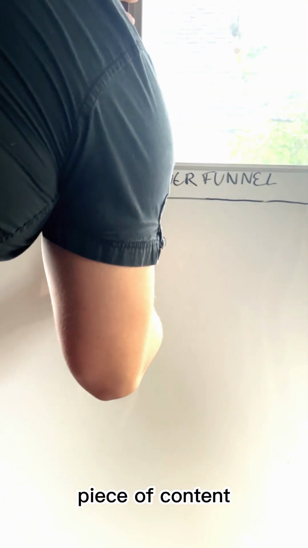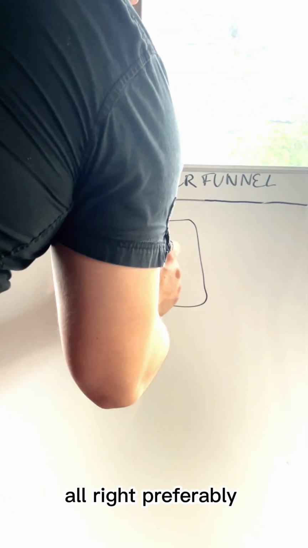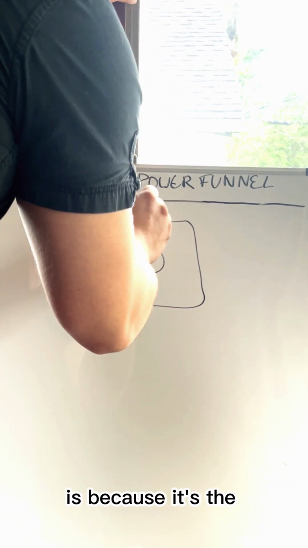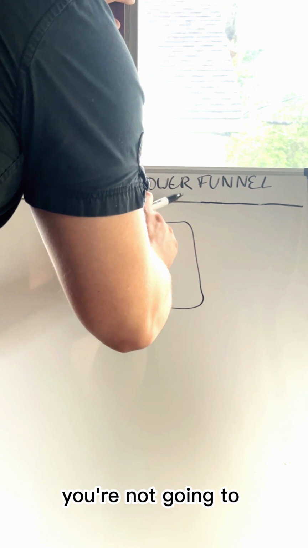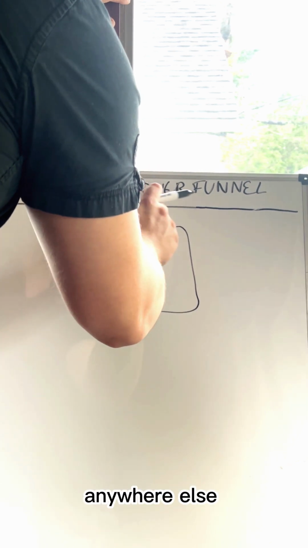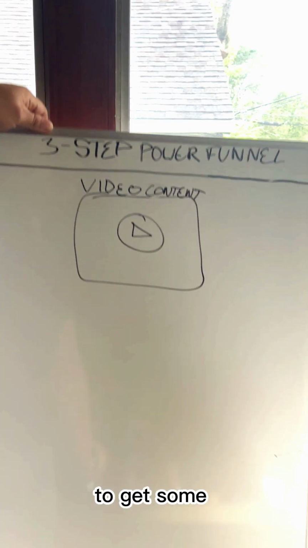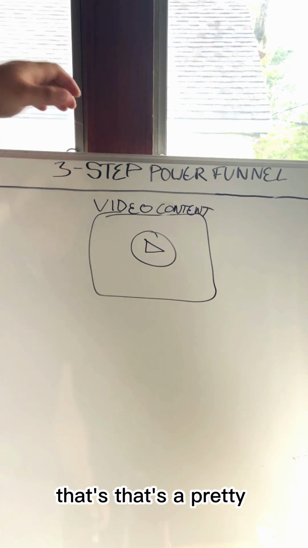The three-step power funnel is pretty simple. The first step is just a piece of content, all right? Preferably video content. The reason we want video content is because it's the highest engaged. You're not going to find engagement rates anywhere else online like you will with video content. So make sure to get some video content out there. That's a pretty simple step.